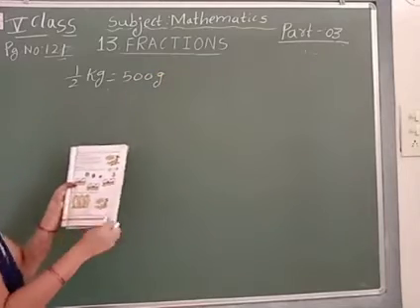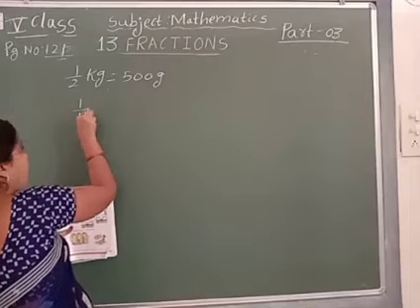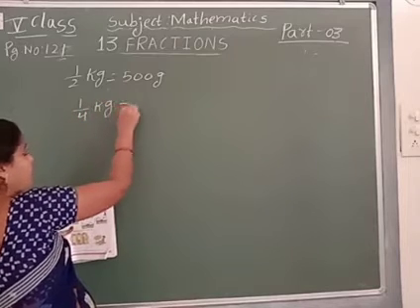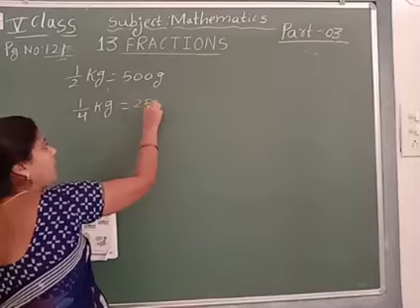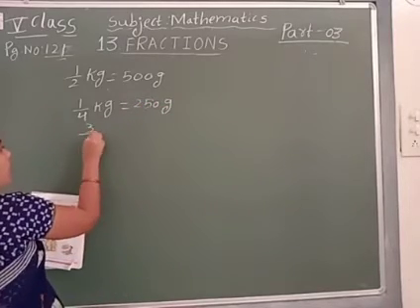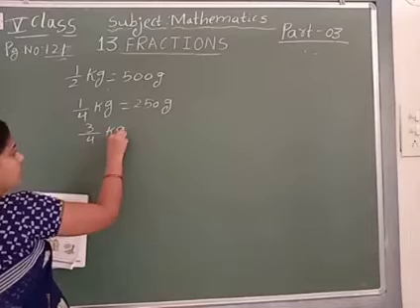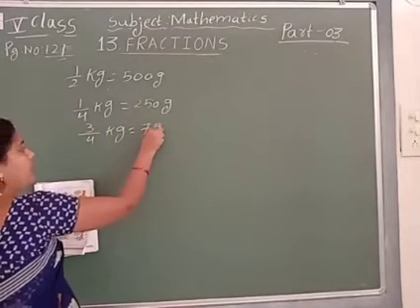Box two, then 1 by 4 kg. You will write this in your notebook too. Don't draw it, but you will write this. 1 by 4 kg is 250 grams. 3 by 4 kg is equal to 750 grams.